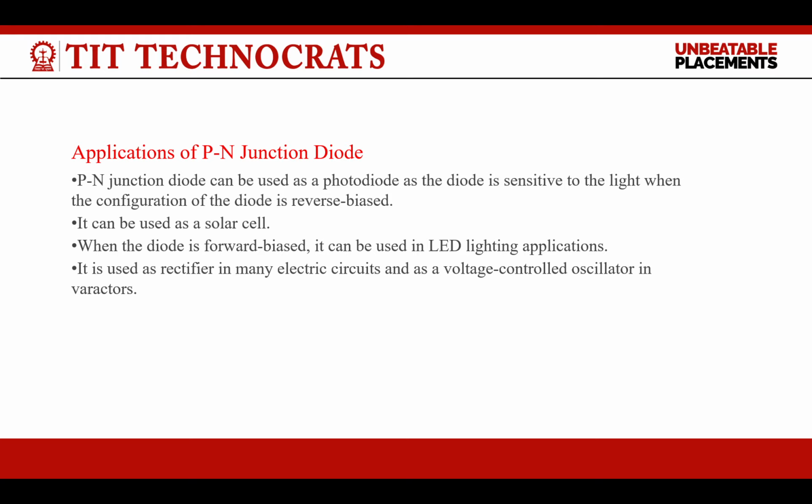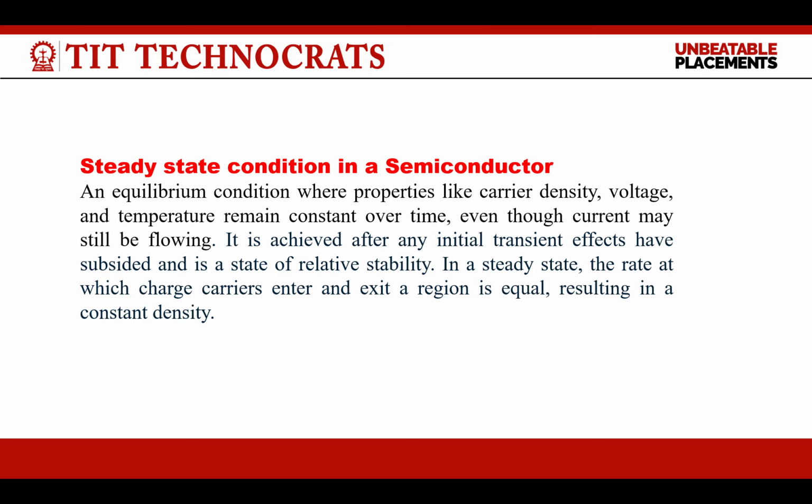The applications of PN junction diode: it can be used as a photodiode as the diode is sensitive to light, and it also can be used as a solar cell. Third one is when the diode is forward bias, it can be used in LED light application, and also it can be used as a rectifier in many electric circuits and as a voltage controlled oscillator in varactor.